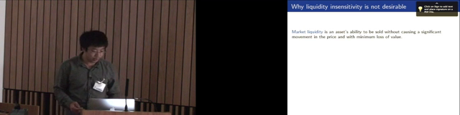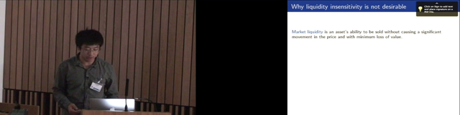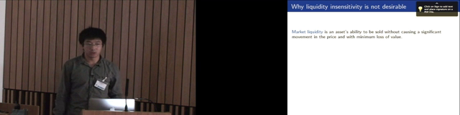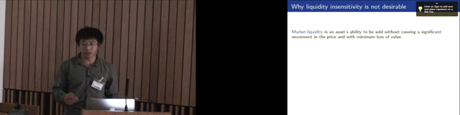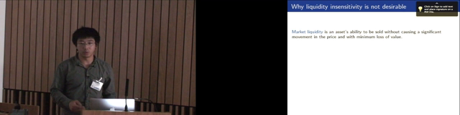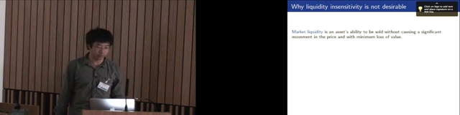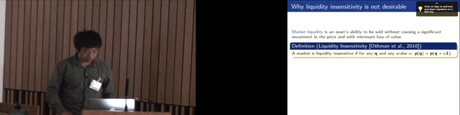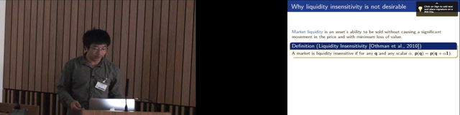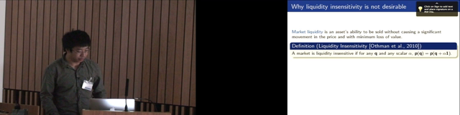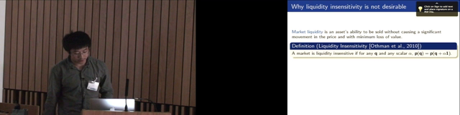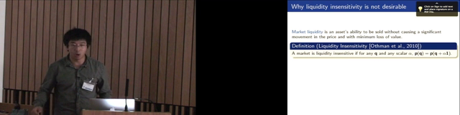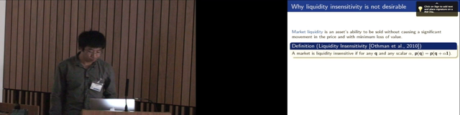First of all, market liquidity is defined as an asset's ability to be sold without causing a significant movement in the price and with minimum loss of value. So for the cost function, it basically means the price P of Q changes slowly with the market state Q. Then we say the market has high liquidity, and vice versa. In 2010, Othman defined the market to be liquidity insensitive if for any market state Q and any scalar alpha, the price at market state Q is the same as the price at market state Q plus alpha times 1, where the bold 1 is a vector of all ones.